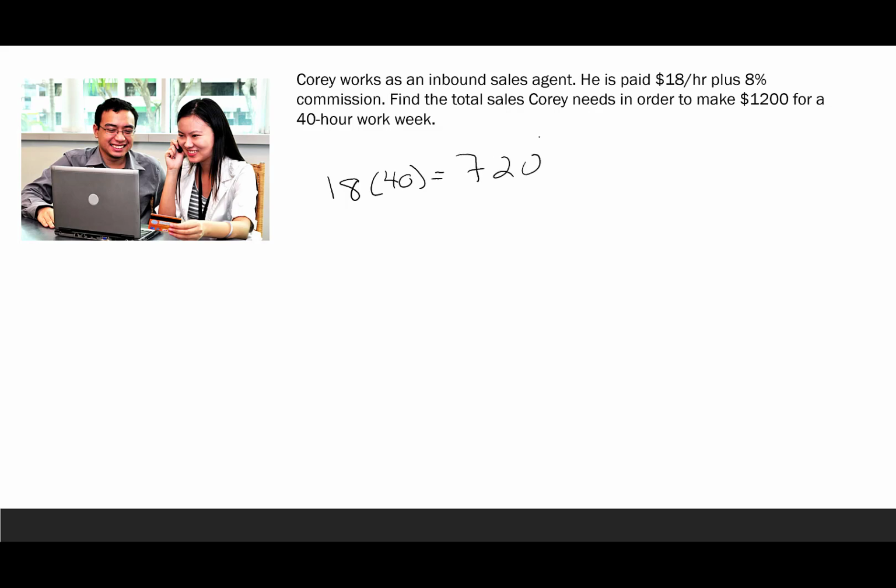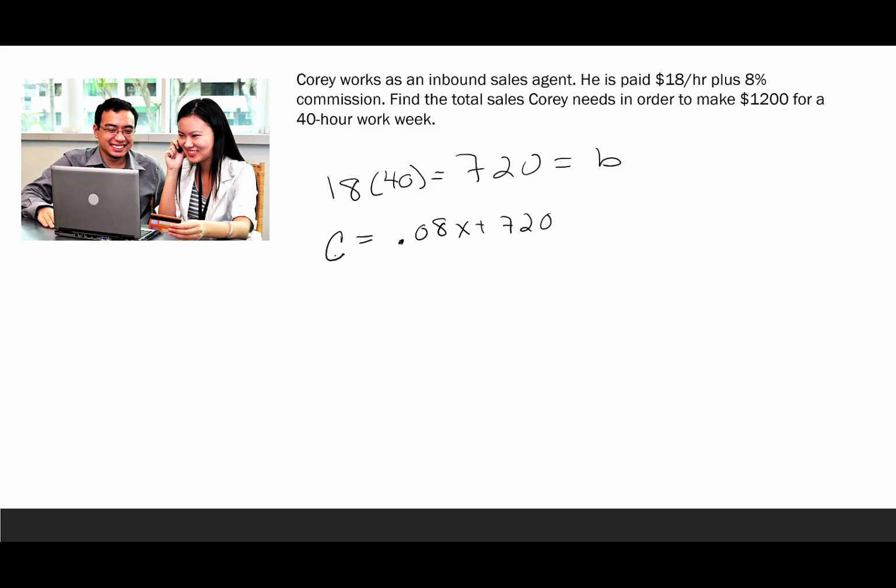Okay, so this works as our B. This is what we know as our base. This is the beginning amount that Corey's going to make for working. Plus, he's going to make an additional 8% of any sales. So we're going to write that as an equation. I'm going to call this C for commission and say it's 0.08 times x plus 720.